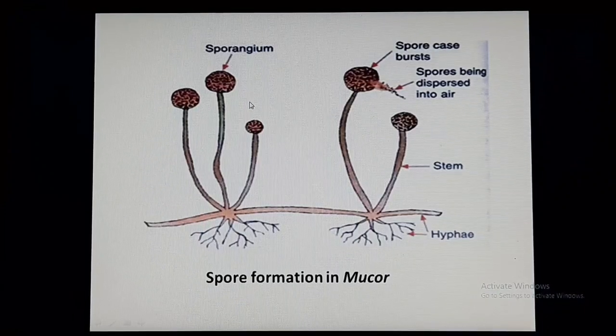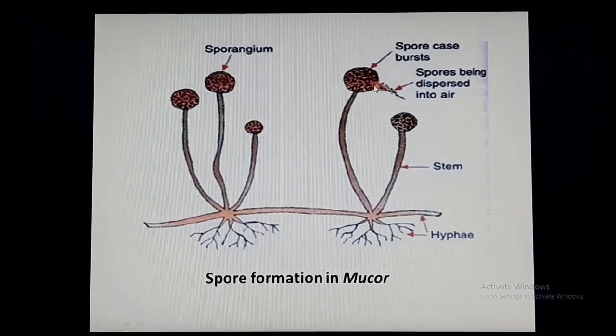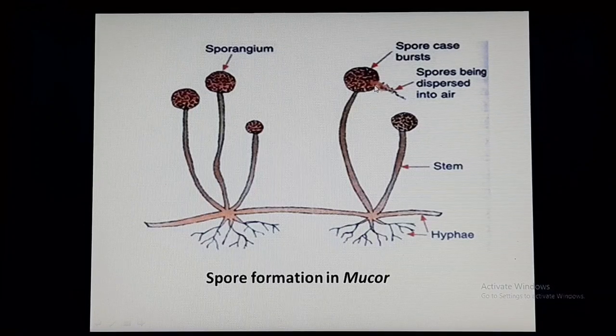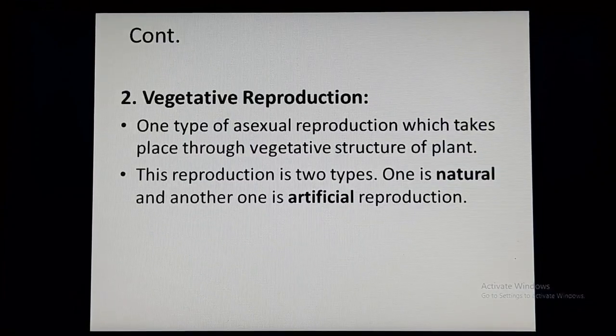Okay, they contain a bag which is called sporangium. This sporangium contains numerous spores, and those spores burst out into the air, and each spore develops into an individual mucor. Okay, next, vegetative reproduction.